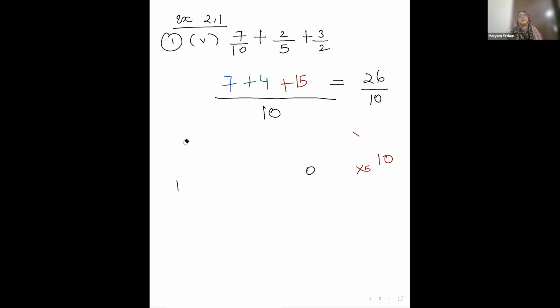Next, seventh part, is it? So we just have to find the answer in this question, yeah. But in my notes, there is something else.